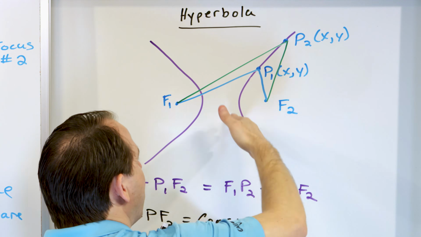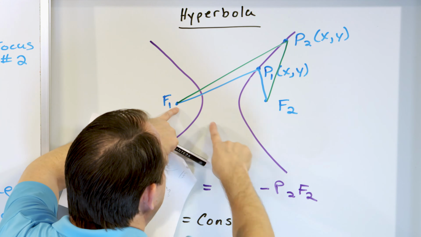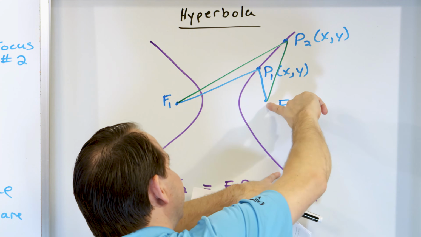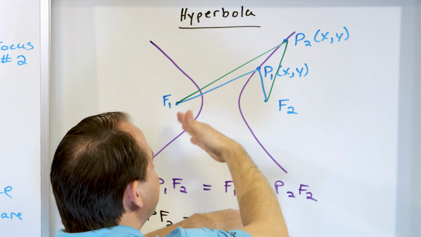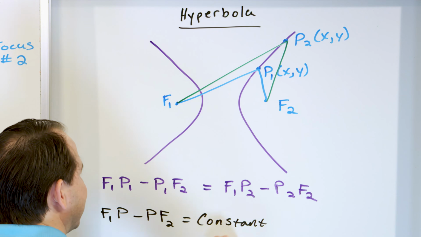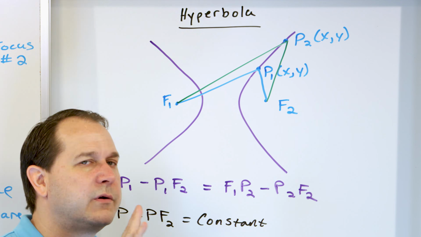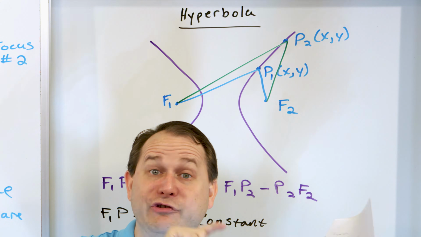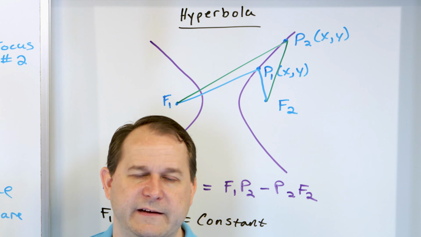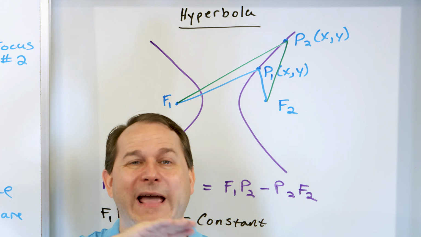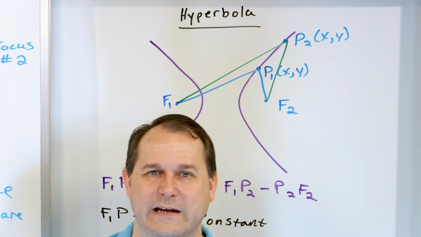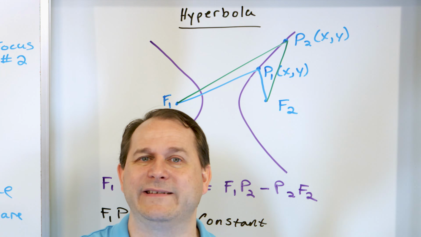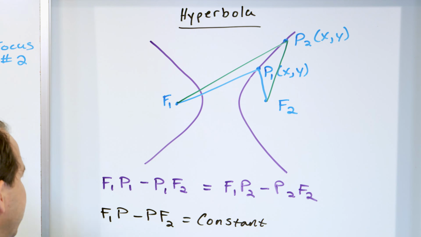No matter where I walk on this curve, if I walk all the way down here, I take this distance, but then I have to subtract off this distance, which is also longer, and I'm going to get the same thing. That's why we say it's a constant. So in general, the hyperbola is similar to the ellipse in the sense that you're taking two distances and you have to get a constant out of them. In the case of the ellipse, we add those distances together and get a constant. In the case of a hyperbola, we subtract those distances and get a constant. So this is basically what you get here.